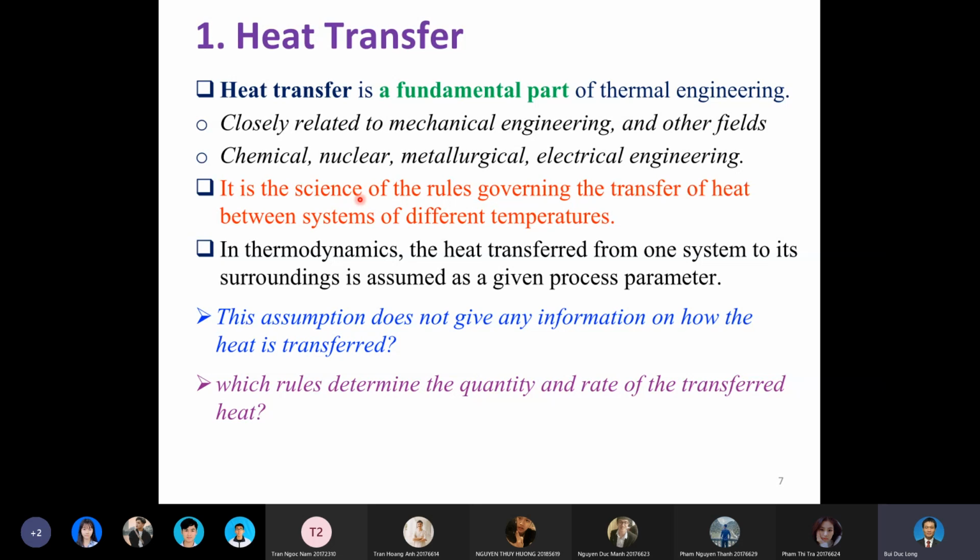Heat transfer is the science governing the transfer of heat between systems of different temperature. So I have to remember that heat transfer is between systems of different temperature. This is a very important and fundamental thing for heat transfer. It will appear between systems that have different temperatures.